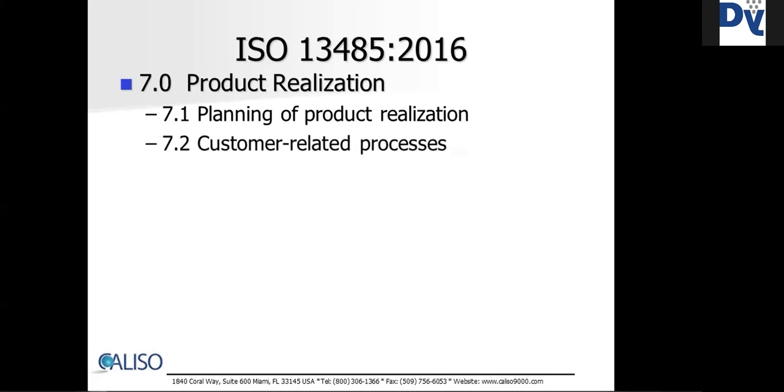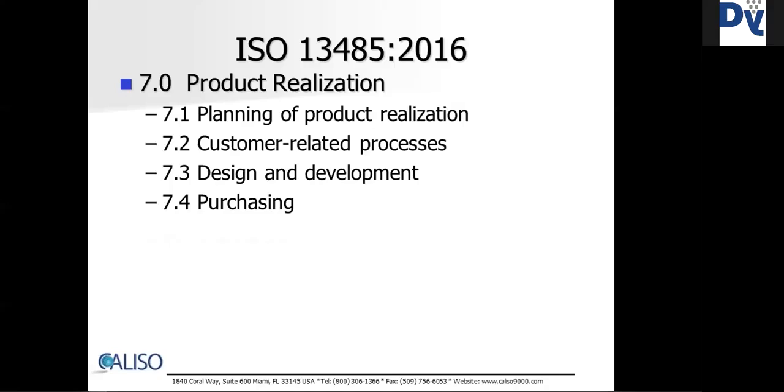7.2, customer-related processes. Simply stated, it is contract review and ensuring that you are able to meet your customers' requirements. 7.3, design and development, starts with planning and covers inputs, outputs, verification, validation, design transfer to manufacturing, as well as a requirement for a design and development file.